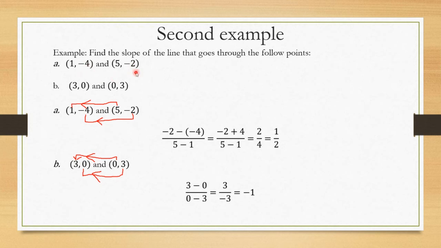From -4 to -2. So again, we're going from 1. So if we go from this point to this point, the x coordinate is increasing. The y coordinate also increases. That tells you the slope has to be positive, which is what we got.